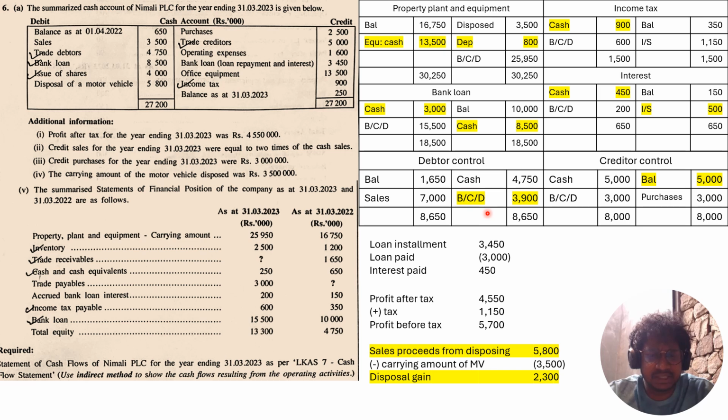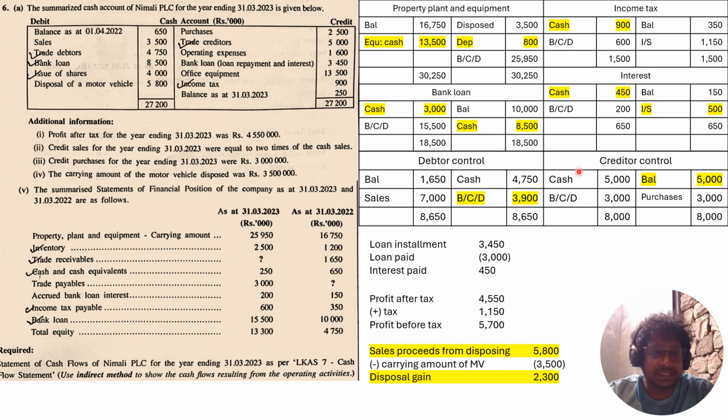So why do we need the debtors control account closing balance? Because in the indirect method, you have to record the differences between the debtors' opening and closing balances, right? Debtors' opening balance is 1,650 and closing balance is 3,900. So debtors increased by that amount, and that amount you should record under working capital changes.